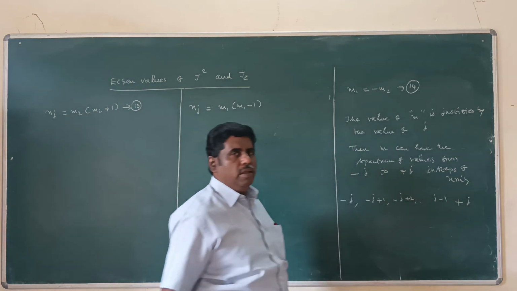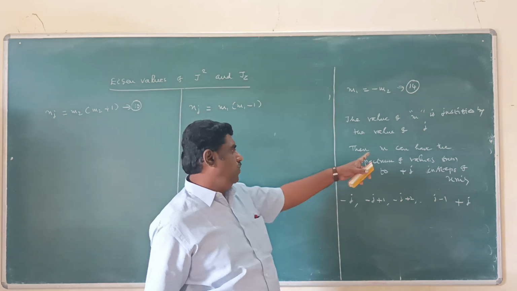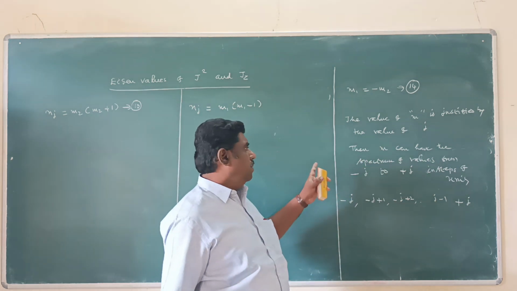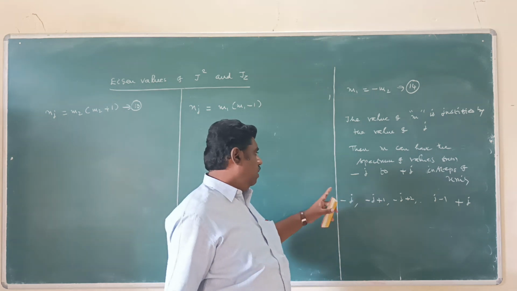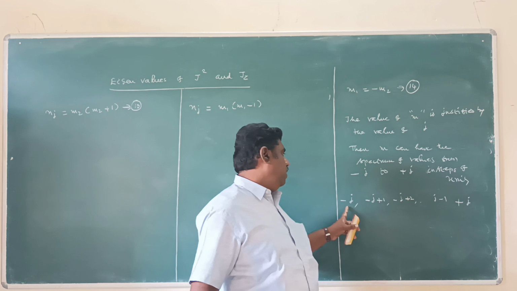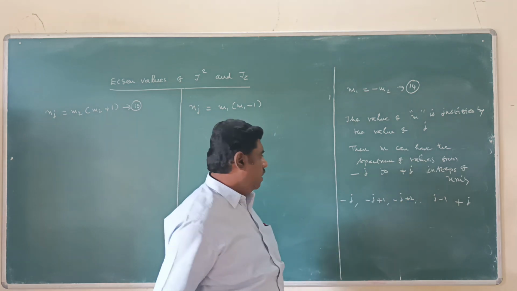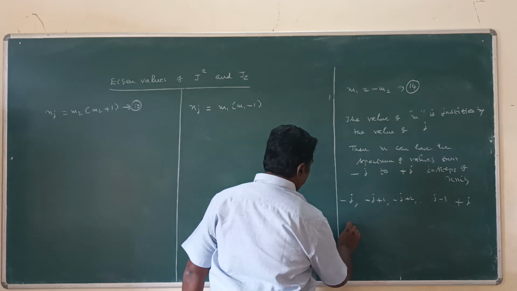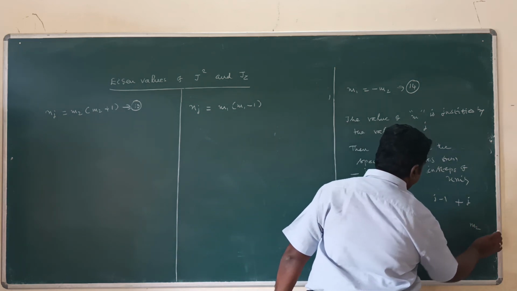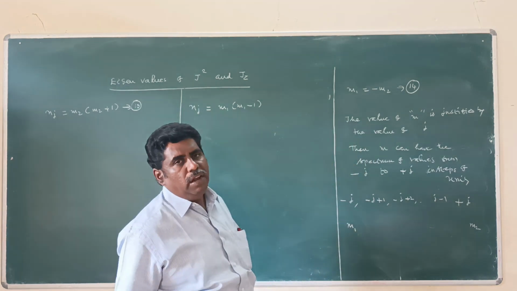In this way, the values of m are justified by the values of j. So m can have the spectrum of values varying from minus j to plus j in steps of unity. The lowest value of m is minus j, the highest value of m is plus j. But in our discussion, we have taken the lowest value of m as m1 and the highest value of m as m2. Anyway, the value of m is justified by the value of j.